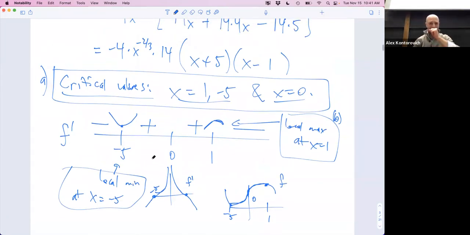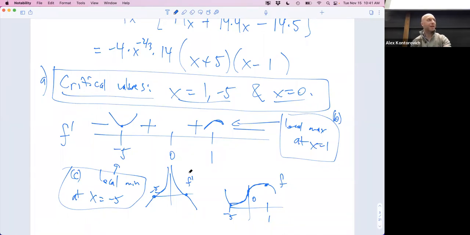I will try to be very precise in my words and make sure that you know whether location means a point or an x value. Okay, that's on me to make sure that my language is unambiguous.